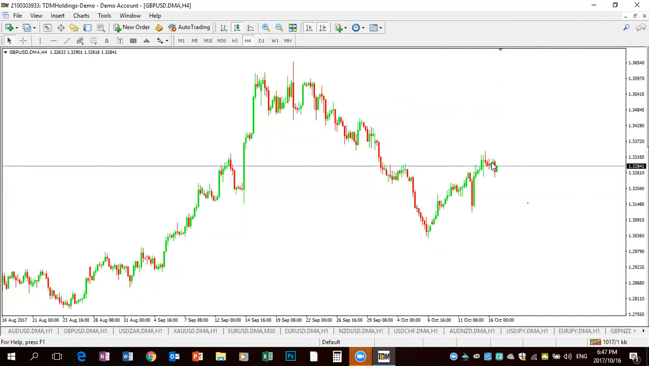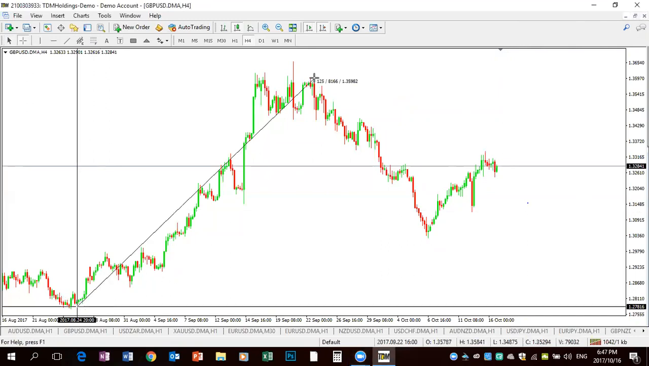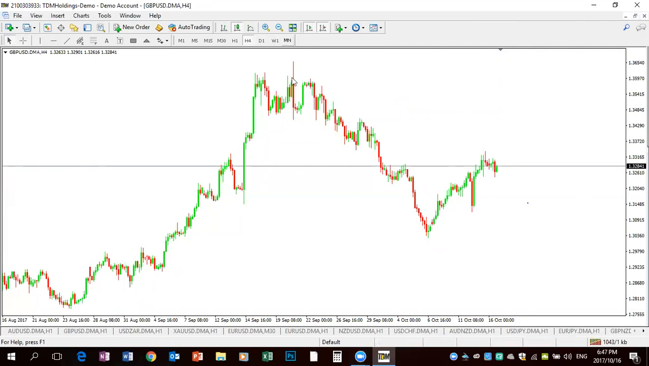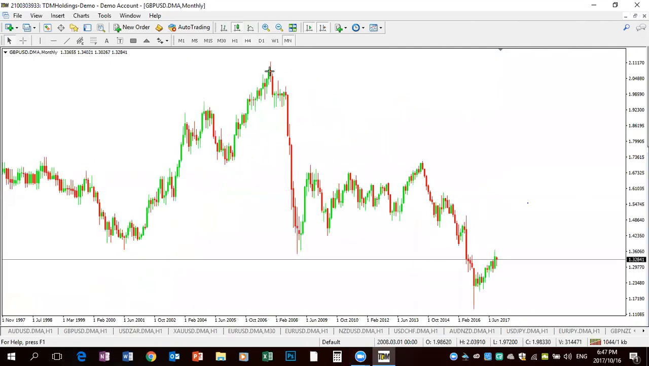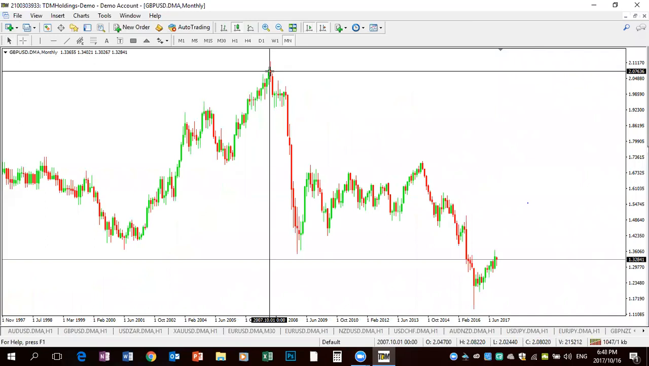Right? The only number that you neglect in your crosshair when you are measuring your pips is the last number. Even if it's thousands, let's go to the monthly time frame. Can you see I'm measuring my pips from here to there? How many pips do I have?